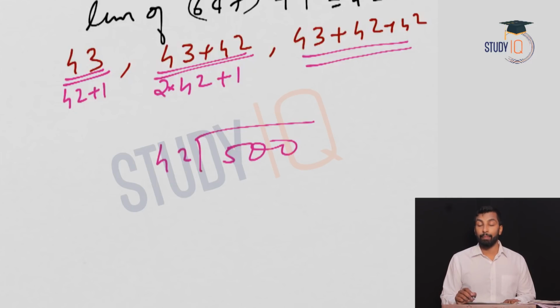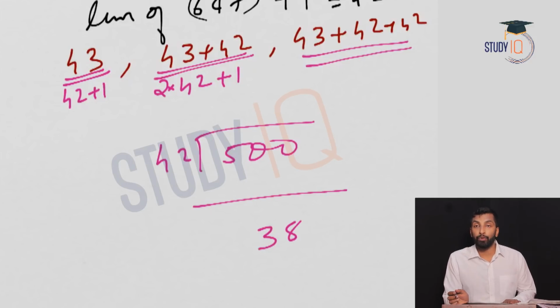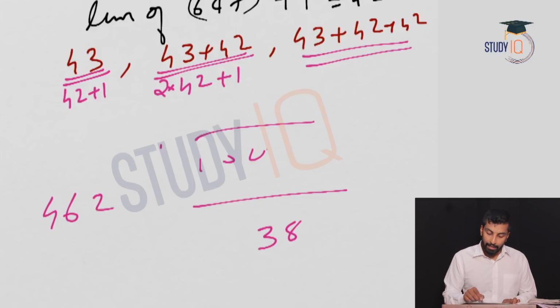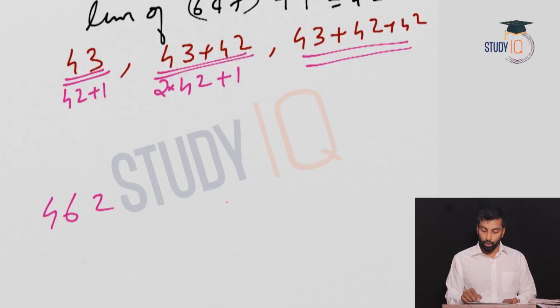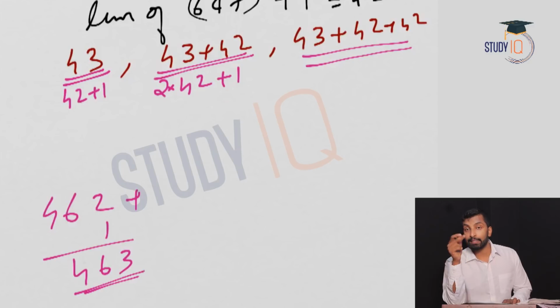And see what is the remainder. You will get remainder as 38. So when you divide 500 by 42, you get 38 remainder. What does this mean? If you subtract this 38, you will get the multiple of 42. This 38 is the remainder. So subtracting 38 gives you 462. What I need is the multiple of 42 plus 1, so I will add 1. So I get 463. So I got the last such possible number less than 500. That is 463. Now I can find n, right?